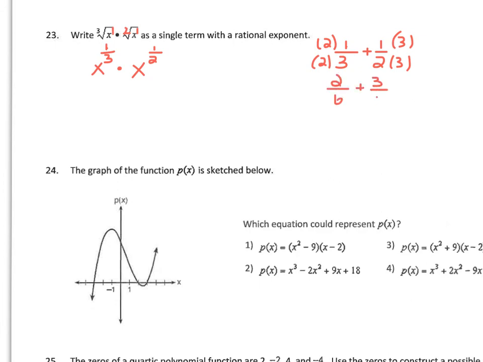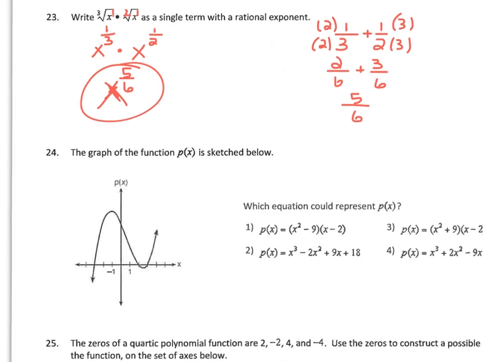Okay, then when you add fractions, you just add the top, so you add the numerators, and you keep the bottom. You keep the denominator, so that's 5/6. So we can rewrite this as x to the 5/6. So this right here, sorry, I'm going to make it a little bigger, so that actually looks like an exponent. That looks worse. So this is a single term, and we have a rational exponent.